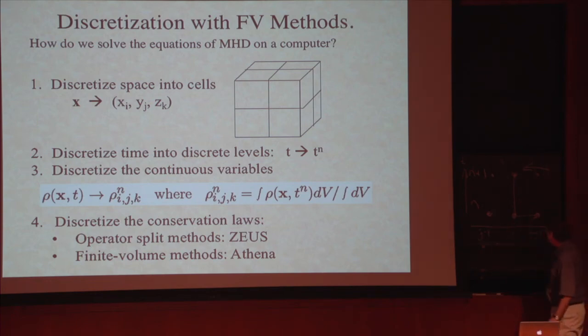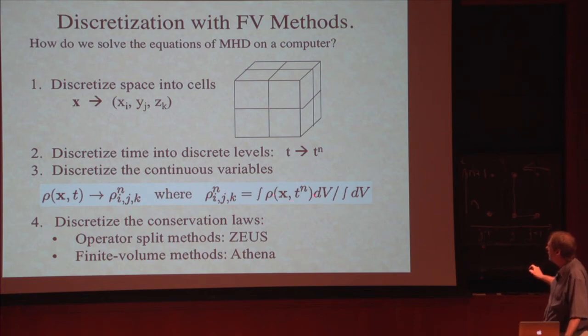So this is the picture in 1D. You discretize in space, you discretize in time. And then your continuous dependent variables like density, which analytically are functions of x and t, become discrete values stored on this ijk mesh at time level n, where it's very important to note that these are volume average values.